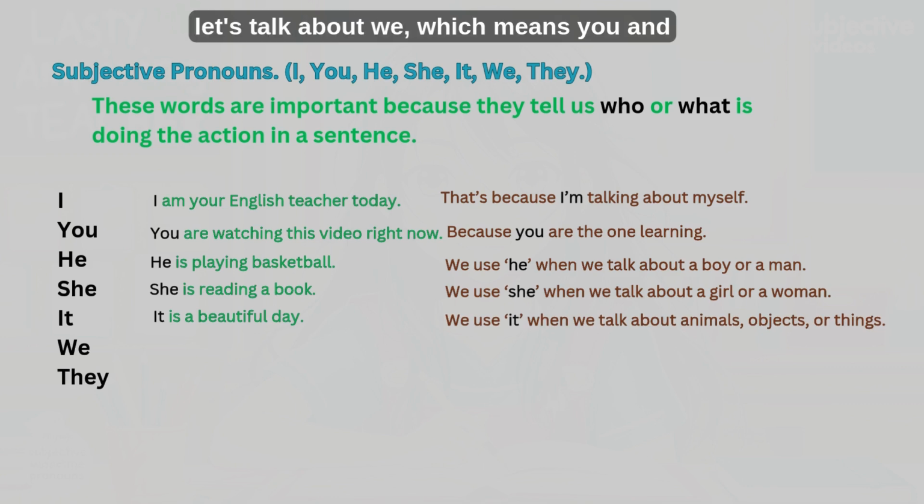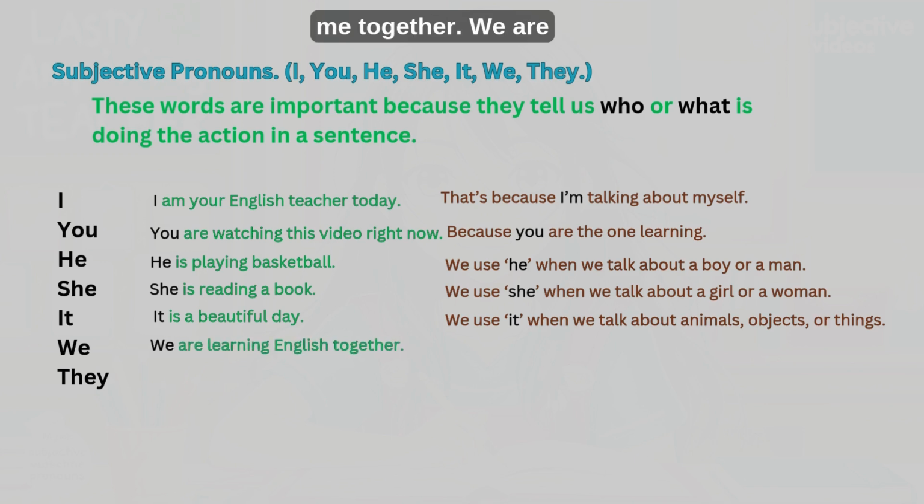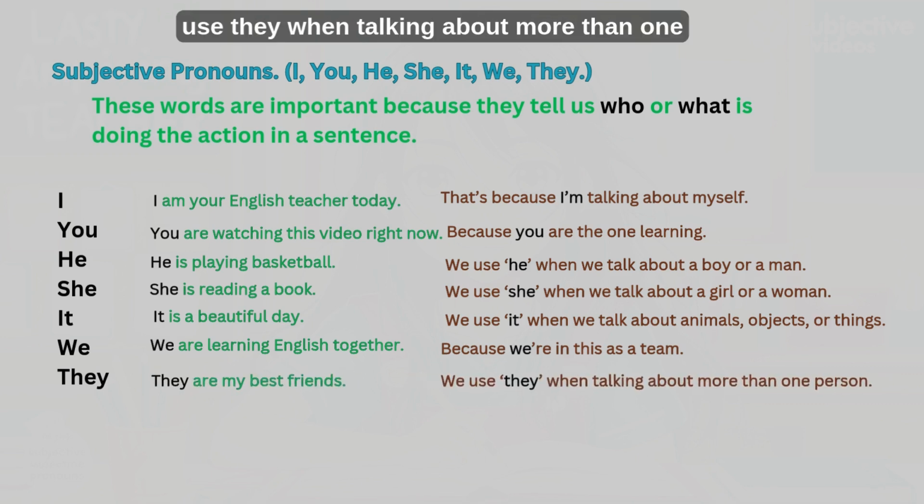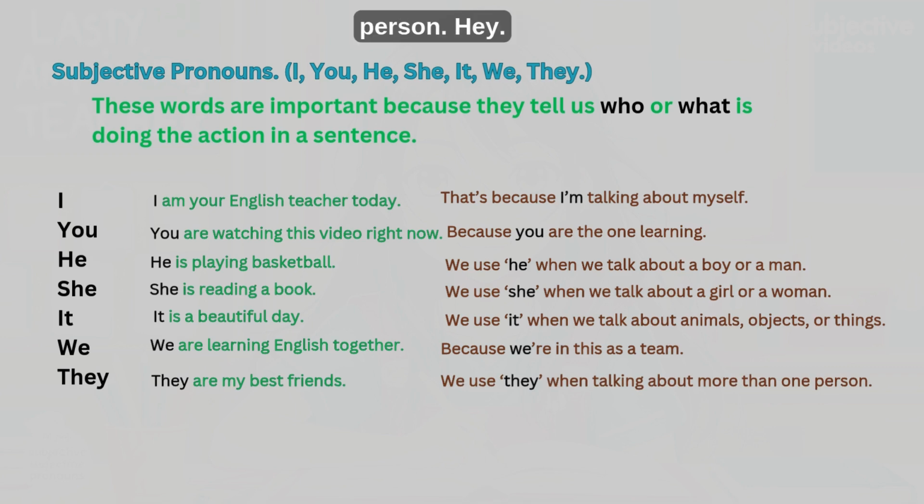Now, let's talk about we, which means you and me together. We are learning English together, because we're in this as a team. And finally, they. They are my best friends. We use they when talking about more than one person.